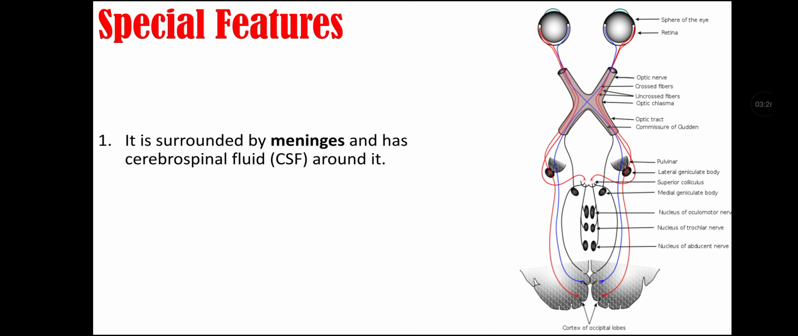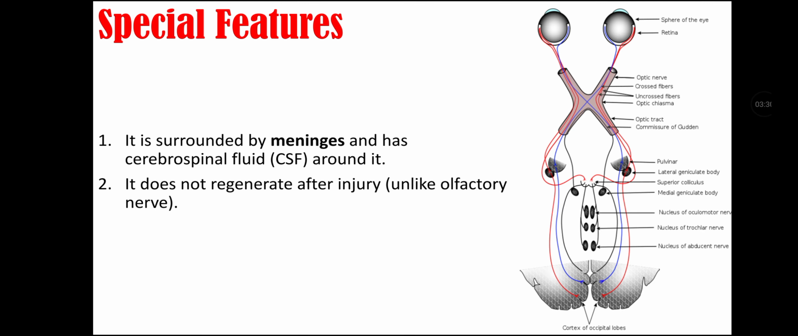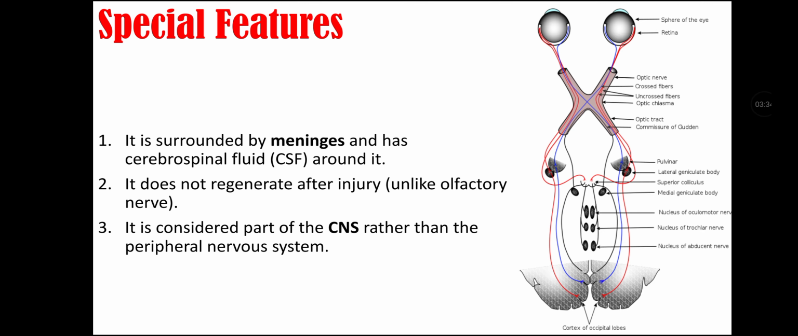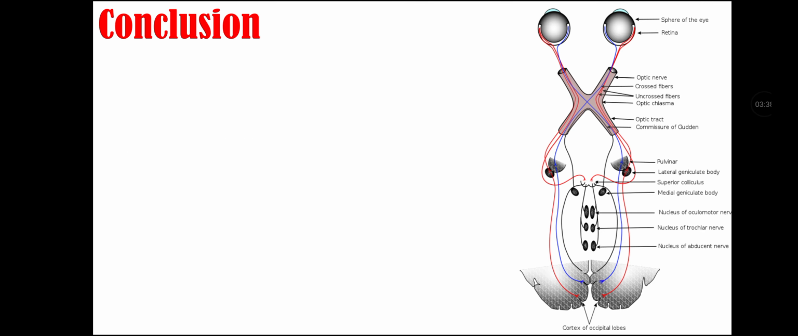Special features of the optic nerve. It is surrounded by meninges and has cerebrospinal fluid around it. It does not regenerate after injury, unlike the olfactory nerve. It is considered part of the central nervous system rather than the peripheral nervous system.